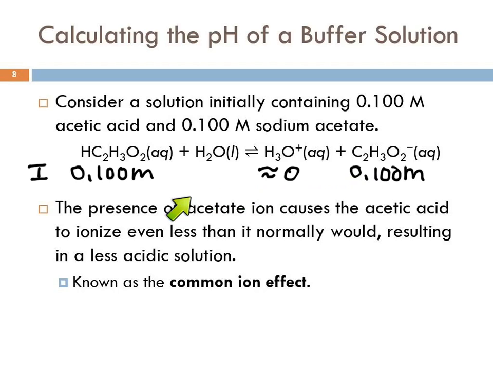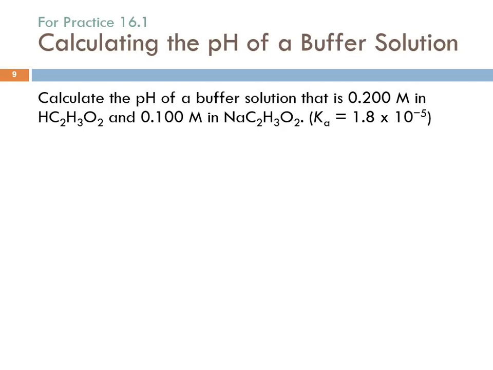Because this ion is common with the ion in the acid, it reduces the amount of ionization of the weak acid. So just thinking about this, we can predict that the hydronium ion concentration is going to be less than what we would normally expect from a 0.1 molar acetic acid solution. So the pH is going to be higher than just pure acetic acid. Okay, so let's actually do a calculation here. Here we have that sodium acetate acetic acid buffer, but now we're talking about 0.2 molar in the acetic acid, 0.1 molar in the sodium acetate, and here we have the Ka given for the acetic acid.